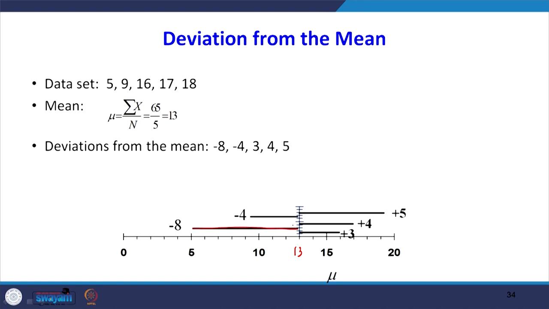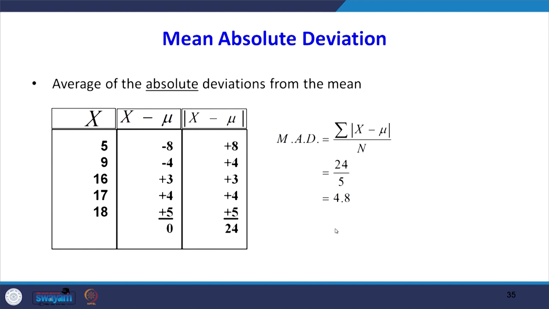The second data point is 9. So, 9 minus 13 is minus 4. This deviation is expressed by these lines. Look, there is a negative deviation and there is a positive deviation. If you add the deviations, generally the sum will become 0, that is why we should go for the mean absolute deviation. You see this, x is given; here 2 values have negative deviation and 3 values have positive deviation.